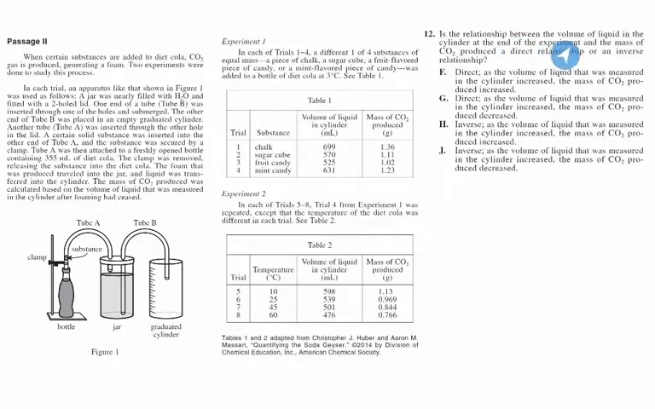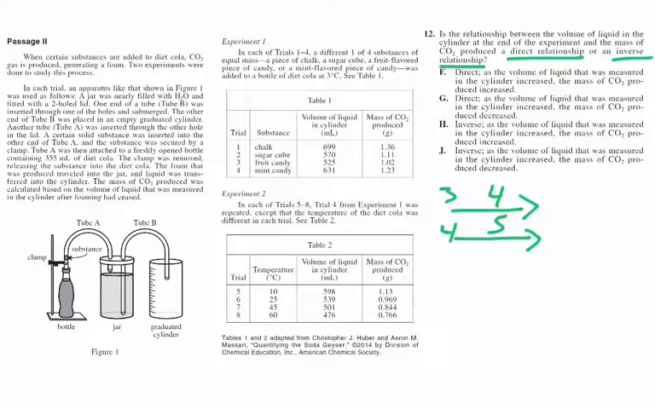Is the relationship between the volume of liquid in the cylinder at the end of the experiment and the mass of CO2 produced a direct relationship or an inverse relationship? So a direct relationship would be as one thing gets bigger, another thing gets bigger. As you're making cupcakes, if it takes 3 cups of sugar for 4 cupcakes, if you add more sugar, you get more cupcakes. 4 cups of sugar would equal about 5 cupcakes. And so one thing gets bigger, the other gets bigger.